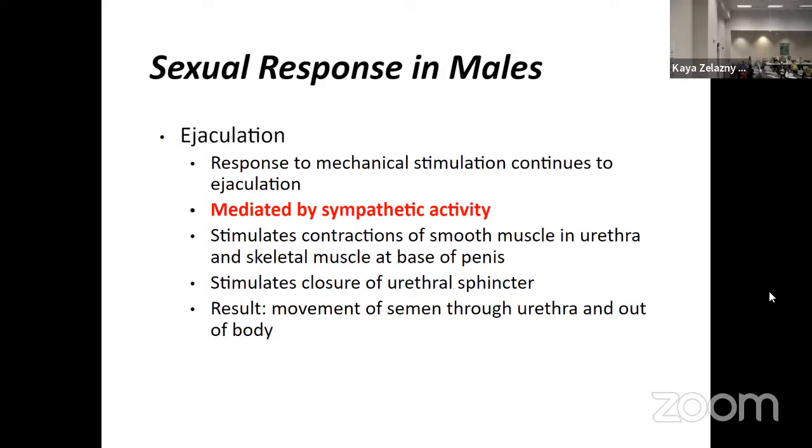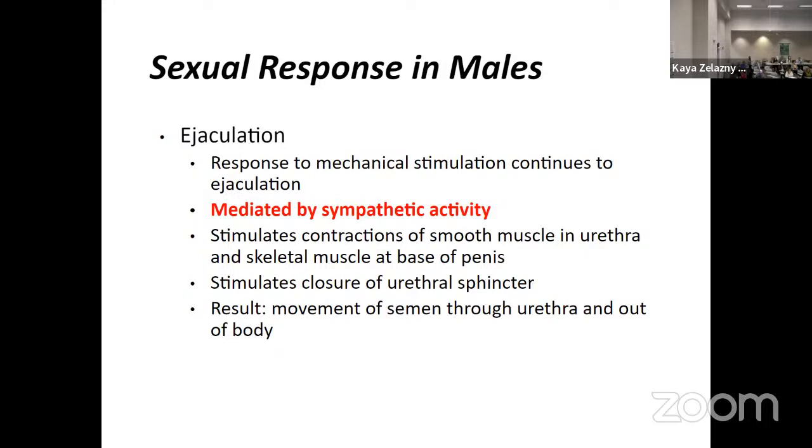As the response to mechanical stimulation continues, we are now moving more fully into sympathetic activity, right? We switched from parasympathetic to sympathetic, causing emission, causing these glands to secrete their fluids. And now during ejaculation, we really just have a really strong sympathetic signal, okay? So this is going to stimulate contractions of smooth muscle in the urethra now, right? So in the urethra, that tube exiting out the penis, as well as in skeletal muscle at the base of the penis, also stimulating contractions there, okay? And as they pulse, essentially, they're going to move semen through the urethra and out of the body.